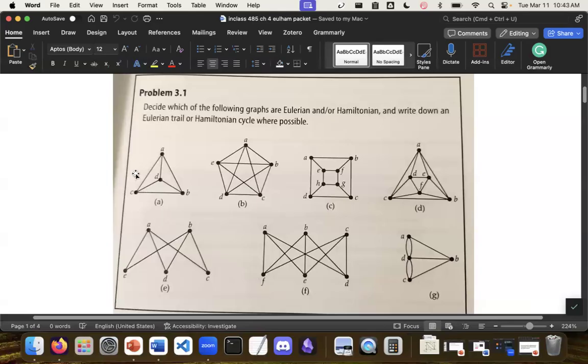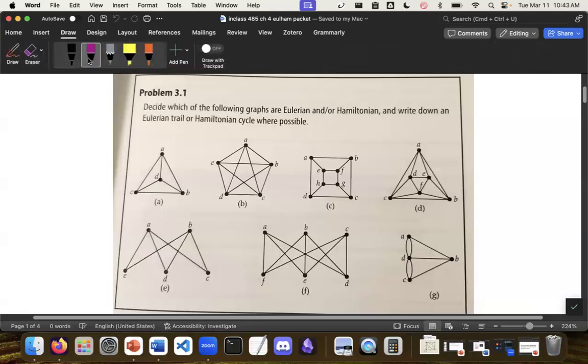Okay, let's look at them. What about A? Is it Eulerian? Thumbs up or thumbs down? Thumbs down. That's correct. Because B has an odd degree, so we have to be able to go there and then go out multiple times for every edge to be covered. So it's not Eulerian. Is it Hamiltonian?